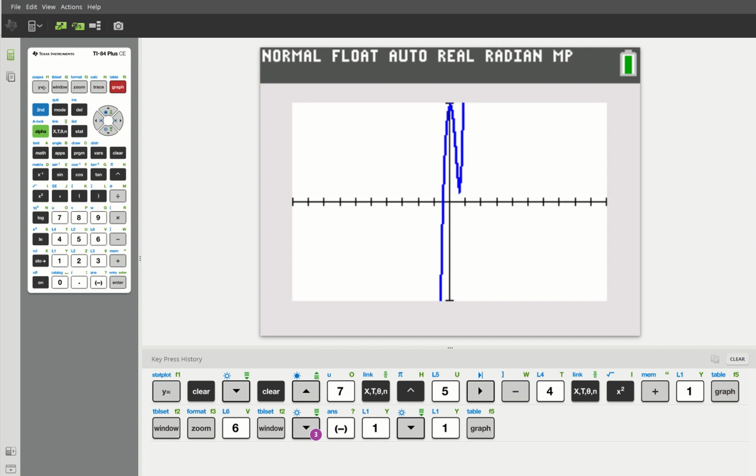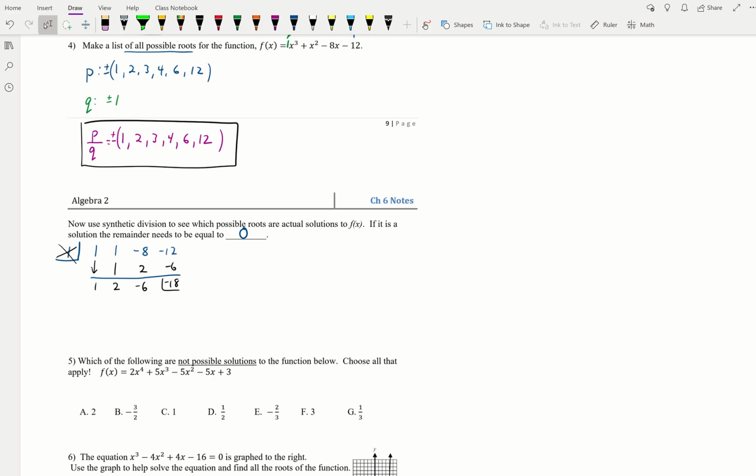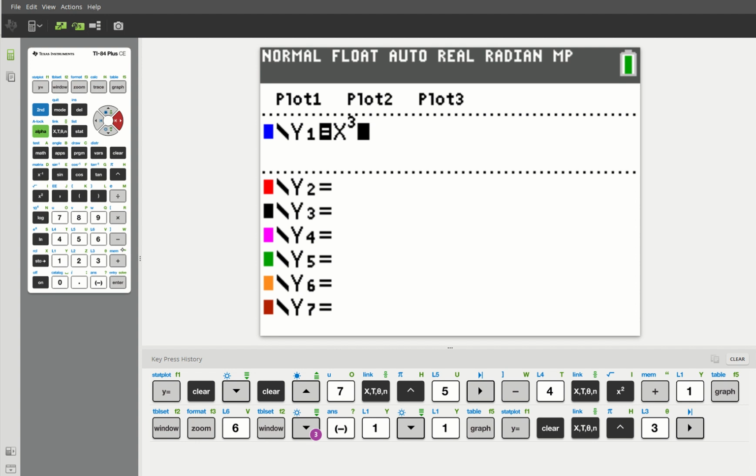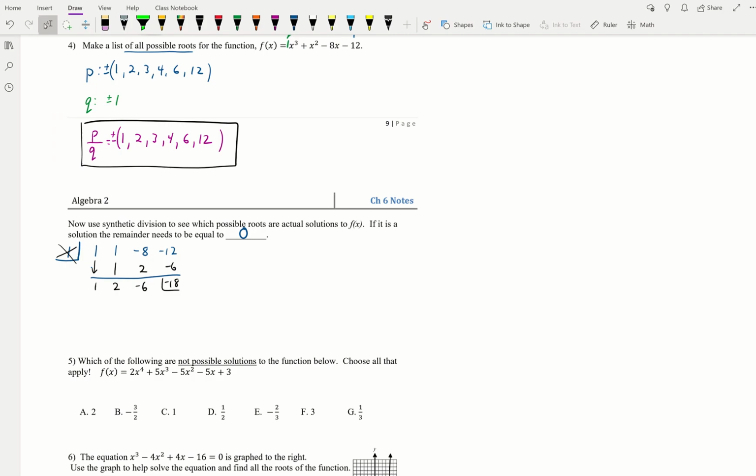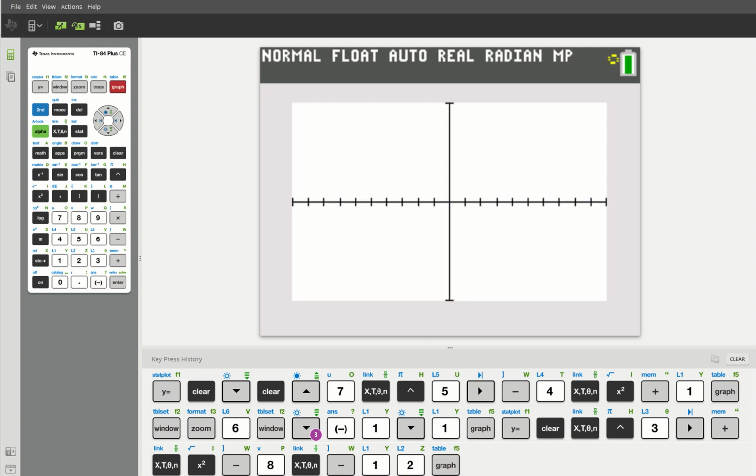So if I were to graph this function, just to speed this up, we have x to the 3rd power, plus x squared, minus 8x minus 12, and we graph.